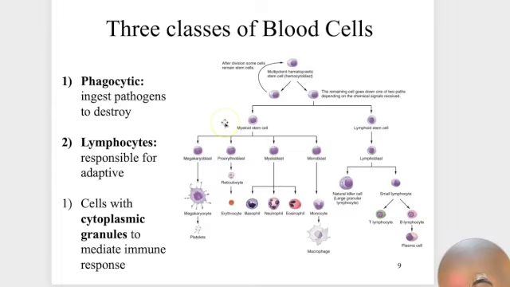Again, we saw this chart already. Phagocyte, phagocytic cell, lymphocyte, and cell with cytoplasmic granule. Okay, you guys remember this chart? Phagocyte, you guys remember, just digests pathogens. Lymphocyte will respond for adaptiveness. We'll learn that T cell, B cells, okay, cell with cytoplasmic granule mediate immune response, and we're going to learn that very, very soon.